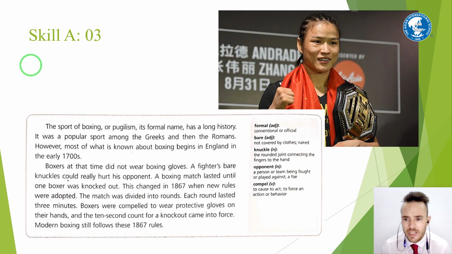Formal. We hear this word a lot when we talk about language. Conventional or official. Word number 2, bare. Spelt slightly differently to bear the animal, however, not pronounced any differently. For example, a bare bear would be a naked bear, or a bear not wearing clothes, as opposed to a bear which does wear clothes, which you don't find very often, maybe in cartoons.